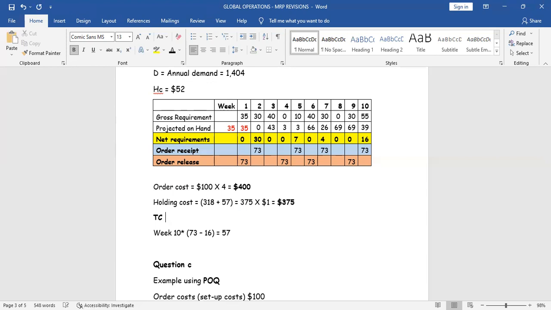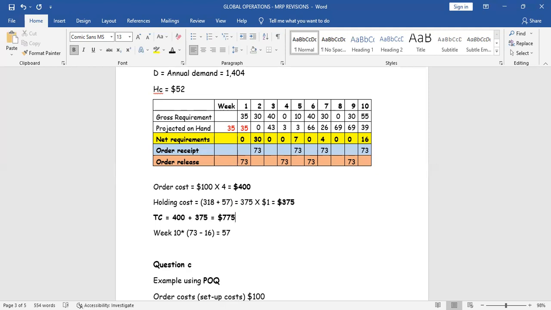Total inventory cost is holding cost plus ordering cost. So order cost is 400, and the holding cost is 375. And then we have $775 as our total inventory cost under EOQ. This is how you solve under EOQ.